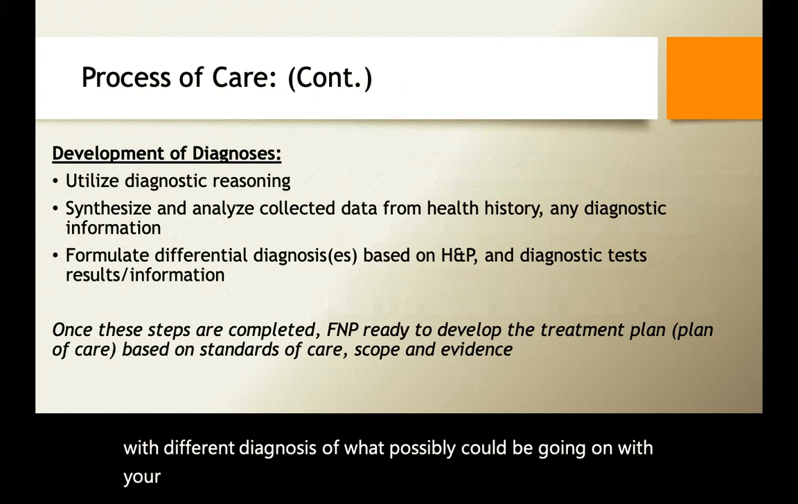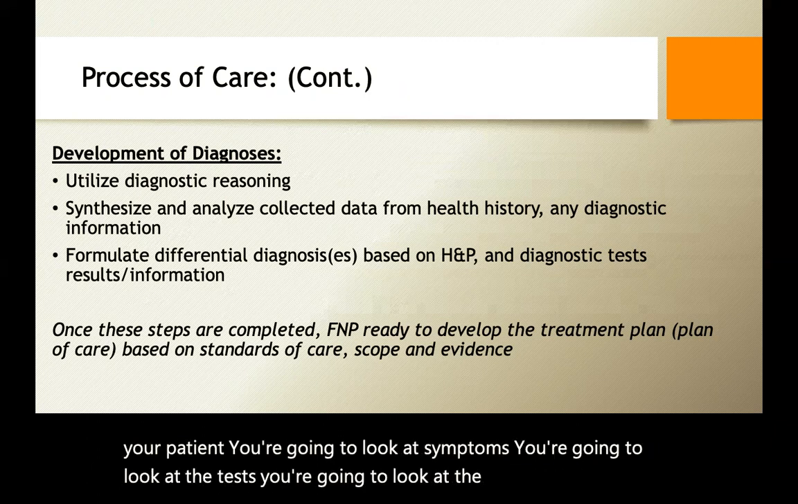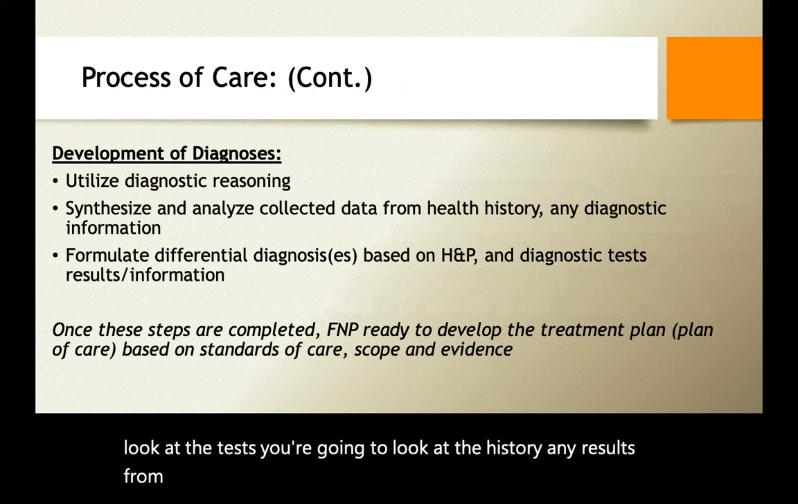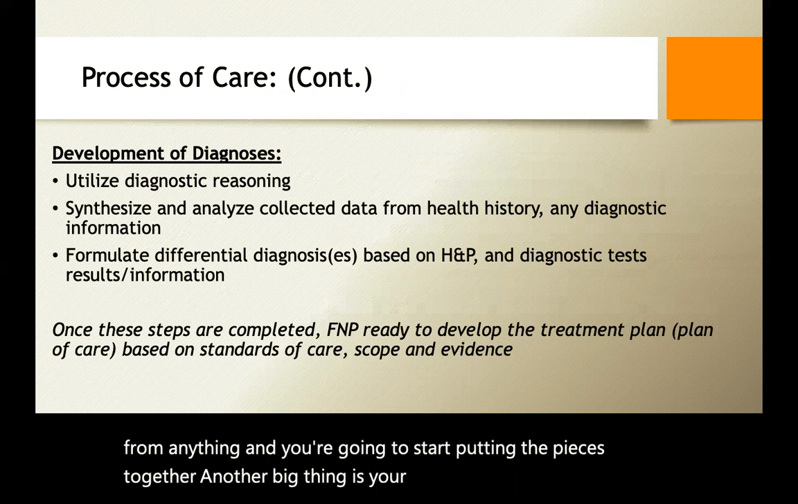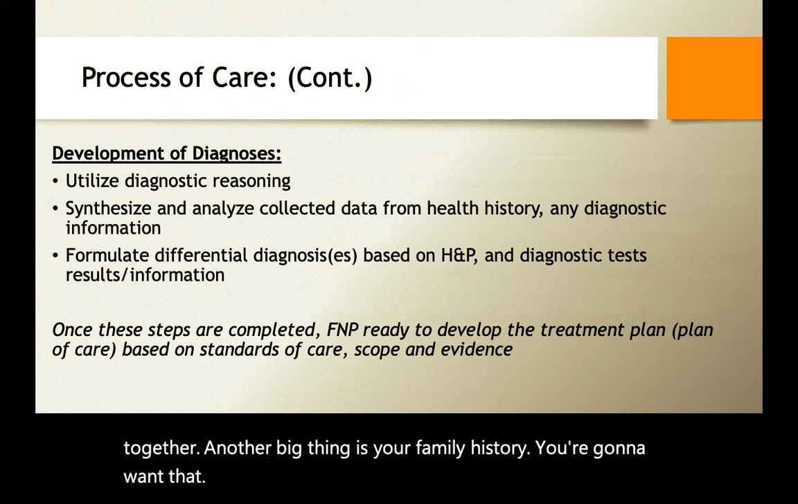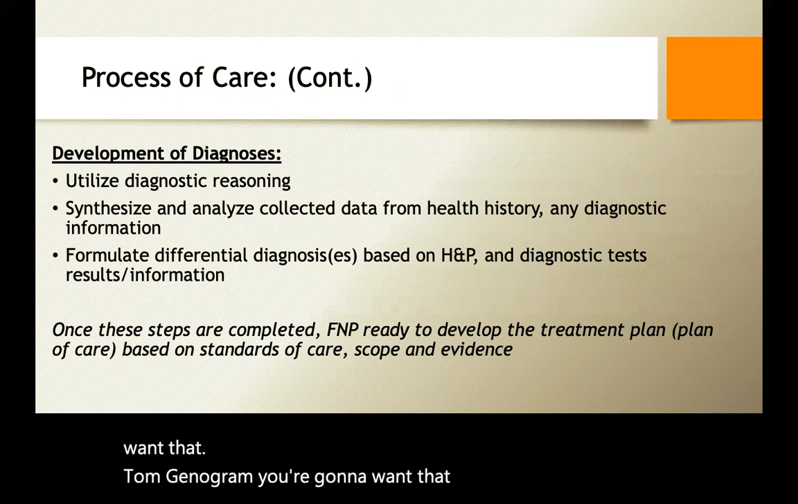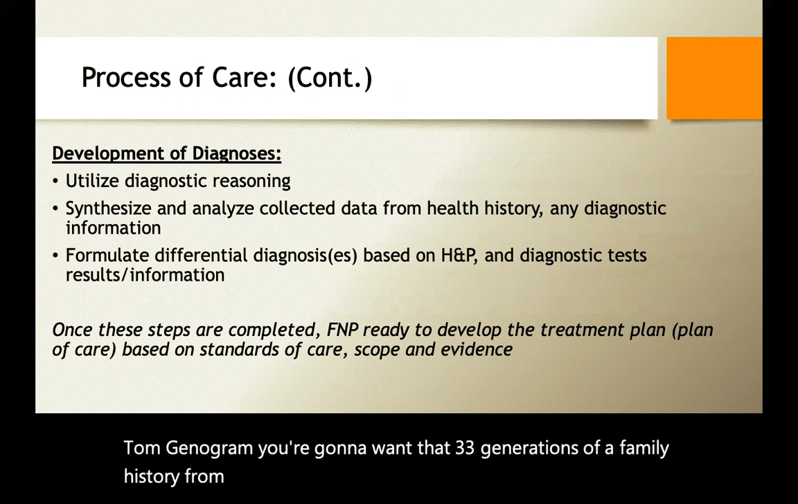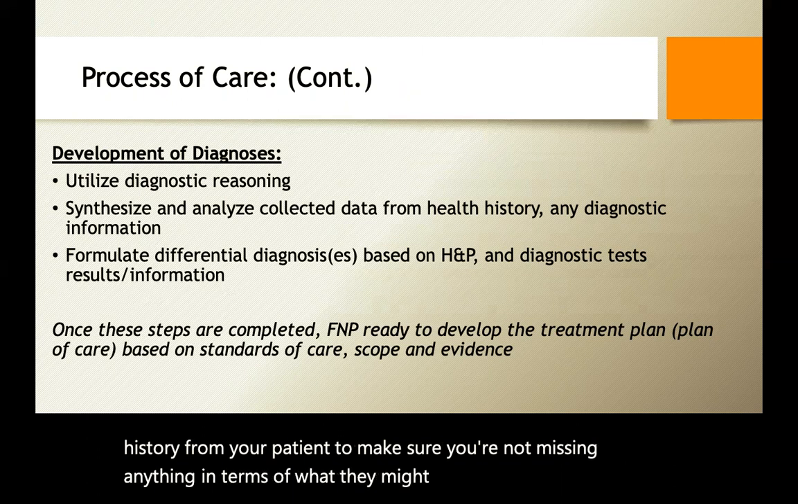You're going to look at symptoms. You're going to look at the tests. You're going to look at the history, any results from anything, and you're going to start putting the pieces together. Another big thing is your family history. You're going to want that genogram. You're going to want that three generations of family history from your patient to make sure you're not missing anything in terms of what they might have genetically going on with them.